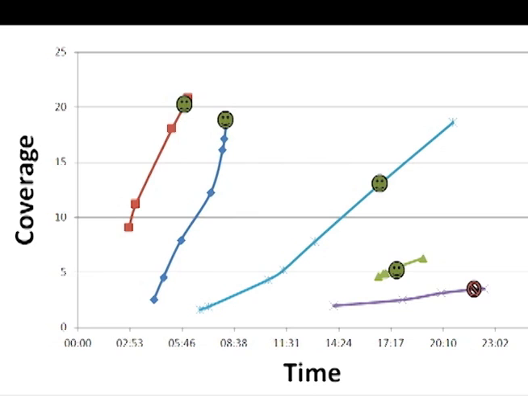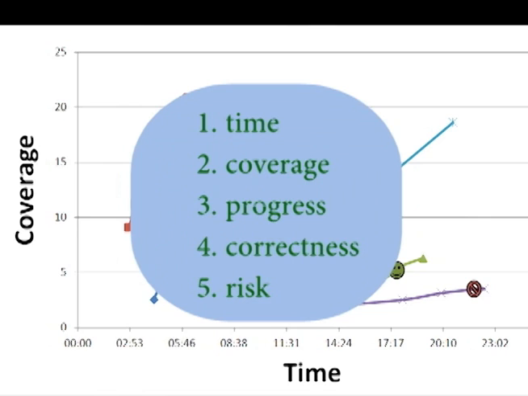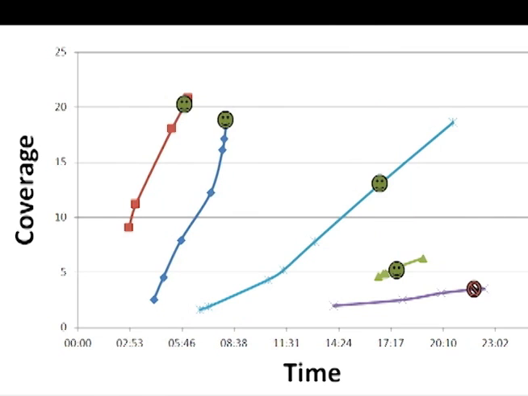And finally, there's risk. And if you look at the light blue one in the middle there, that's my brother John's line. He got the right answer, and then he kept going because he wasn't sure it was the right answer. And that means that he was trying to reduce his risk. So we have time, coverage, progress, correctness, and risk. And those variables characterize the different styles of playing this game.